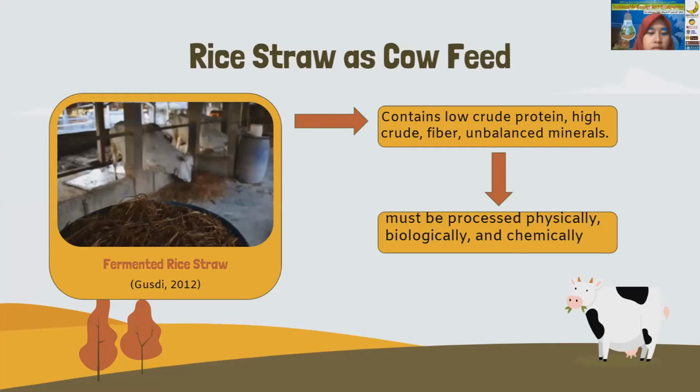Although the amount is abundant, there are several things that must be considered before using rice straw as cow feed. Rice straw contains low crude protein, high crude fiber, and balanced mineral, and it also has lignin content that's quite hard to digest. So it must be processed physically, biologically, and chemically before it can be consumed by cows.